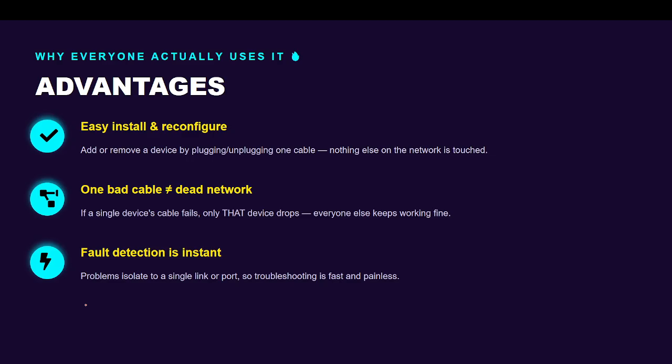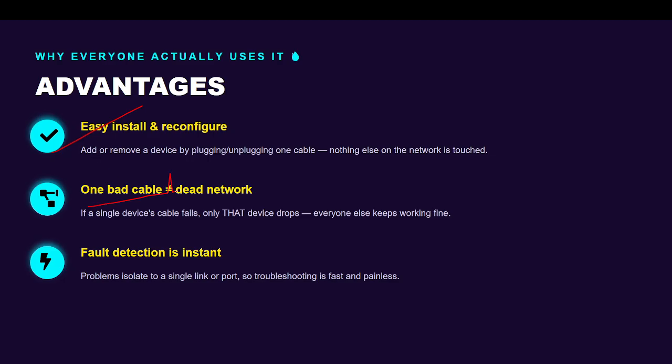Advantages. Okay, but here is why this design still wins. One, installing or removing a device is stupid easy. Just plug or unplug one cable.